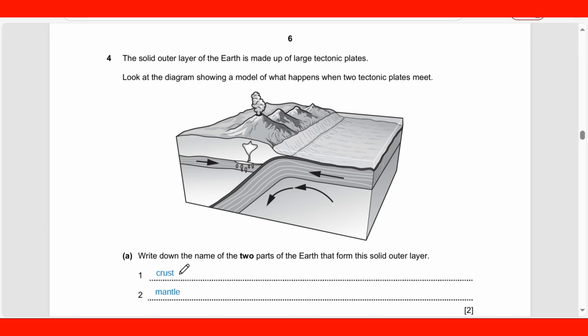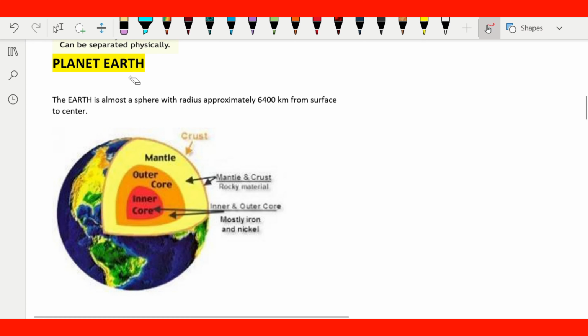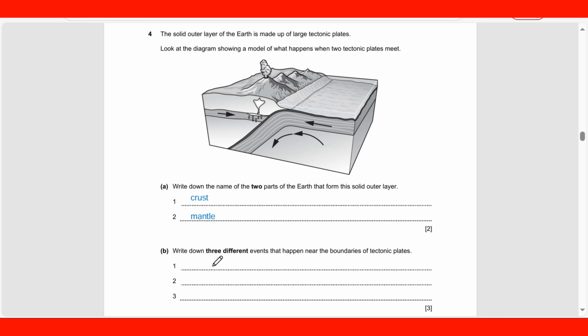Let's take a look at the layers of Earth. We can see here the outer part, which we call the crust. This is where we live, and it is relatively thin compared to the layer below, the mantle. Below the mantle is the outer core and then the inner core. The outer core and inner core are mostly iron and nickel, while the mantle and crust are rocky materials. Alright, let's move on. We are in 4b.